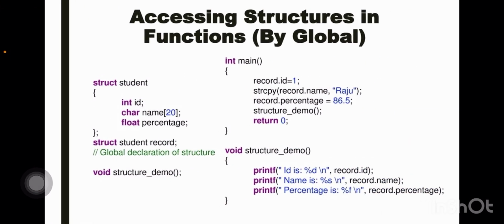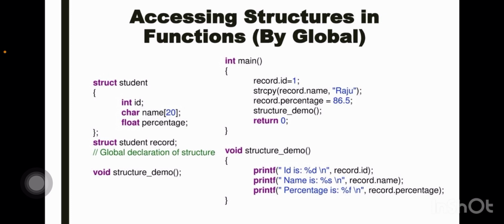And the last method is by declaring the structure in global scope, that is in the global declaration section, before the main. So here we have created the structure student, and after that we are creating a variable of structure type, that is record. After that we have used a function structure demo, its return type is void, and then we are creating the main function.